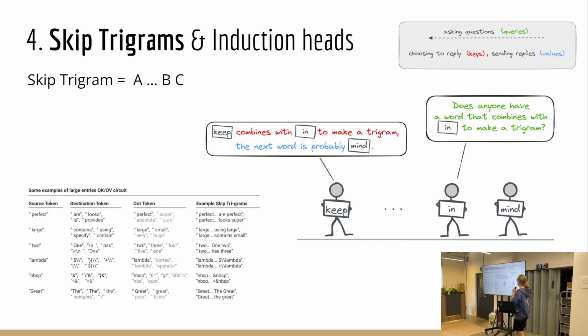So how this works in practice is you have your 3 tokens that correspond to the trigram. The token in the middle is going to ask the query, does anyone have a word that matches with my current word that forms a trigram? And earlier in the sequence, the key is going to be keep, which if you add in forms a trigram with mind. So this thing wants to communicate mind. Now, the issue is that due to the causal masking, keep can't know that in is ahead of it.